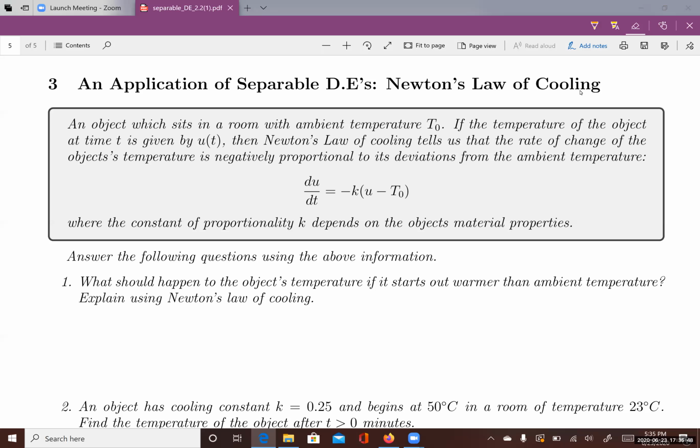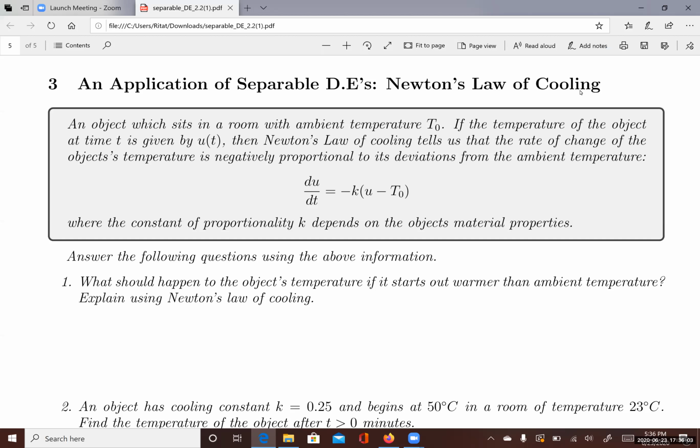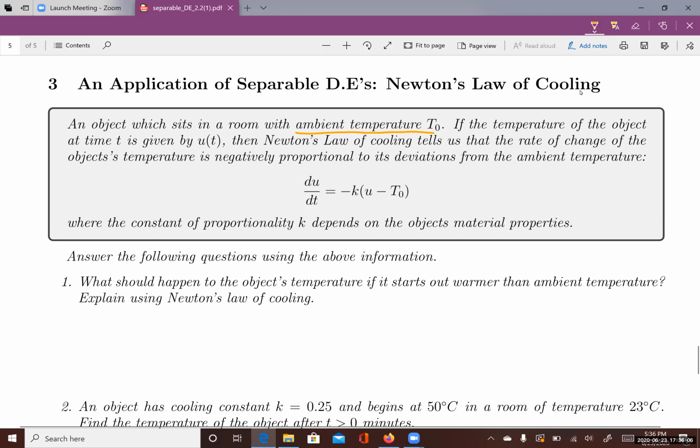So this is applications of separable differential equations. Let's talk about Newton's law of cooling. An object which sits in a room with the ambient temperature T0, right? If the temperature of the object at time t is given by U of t, the temperature at time t, then Newton's law of cooling tells us that the rate of change of the object's temperature is negatively proportional to its deviation from the ambient temperature.